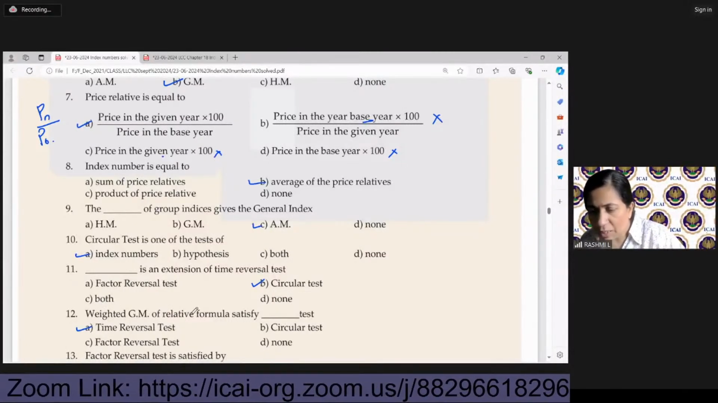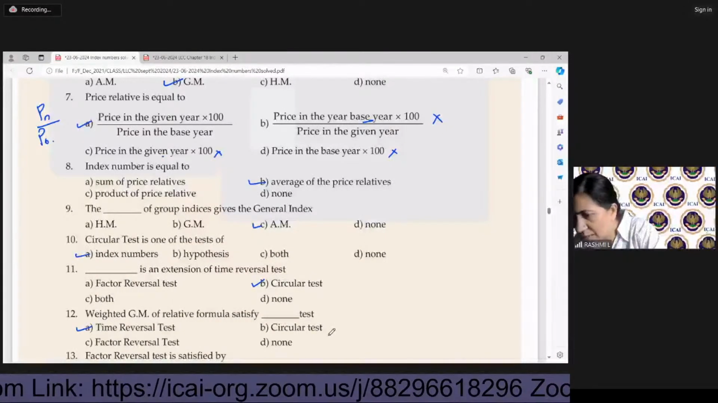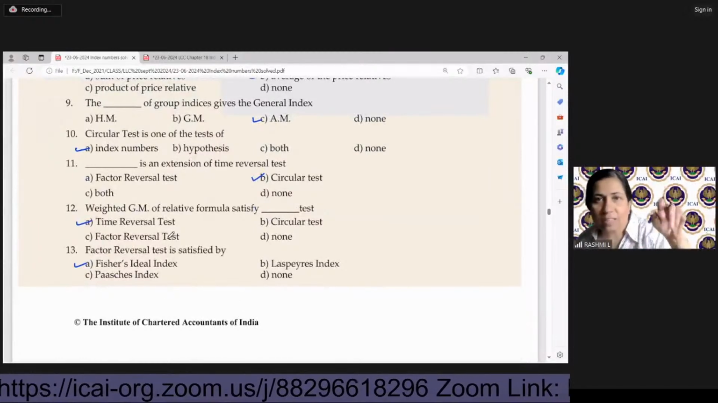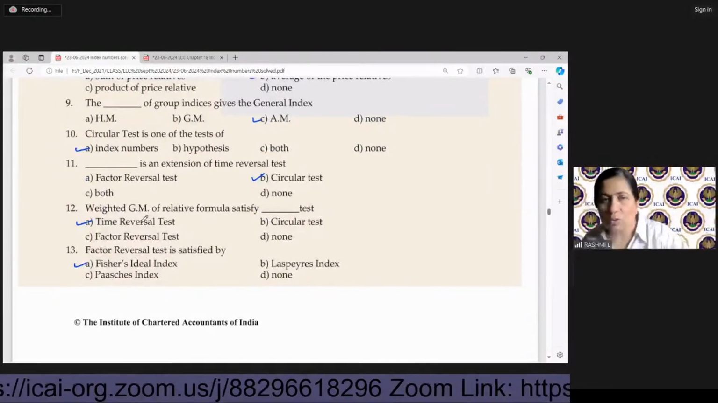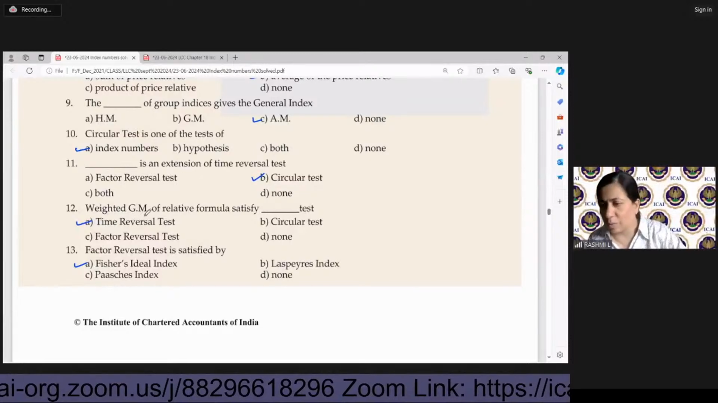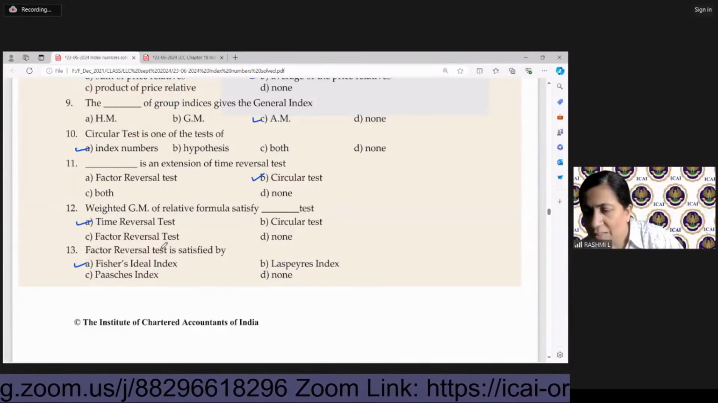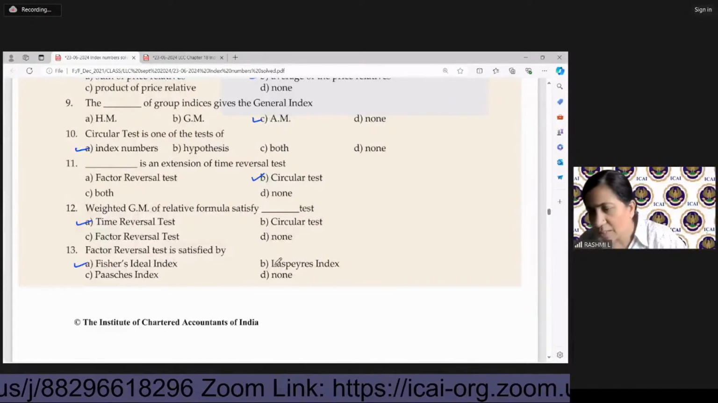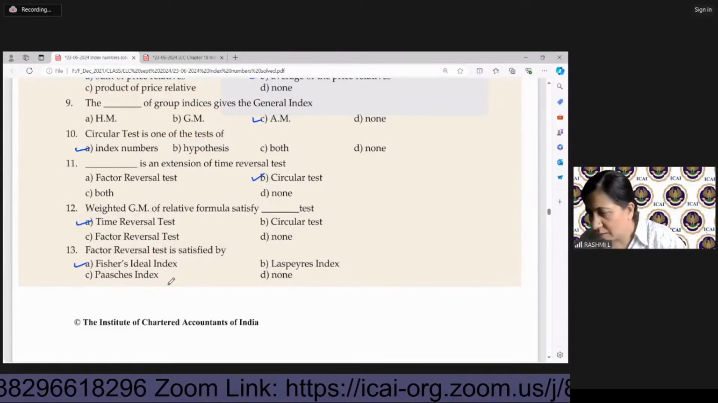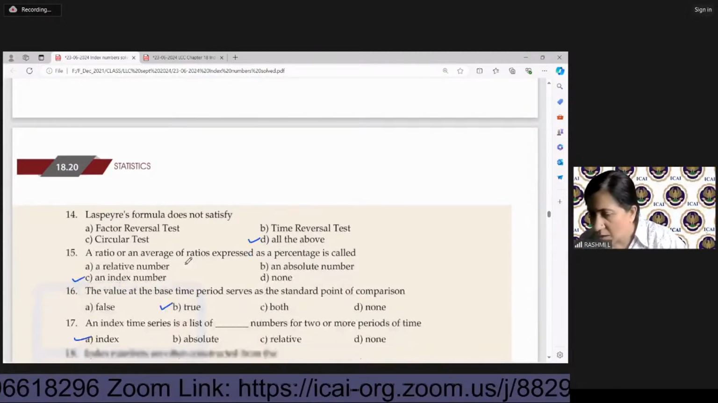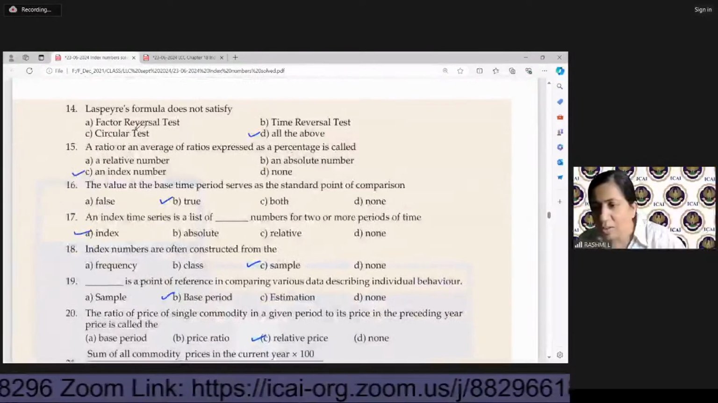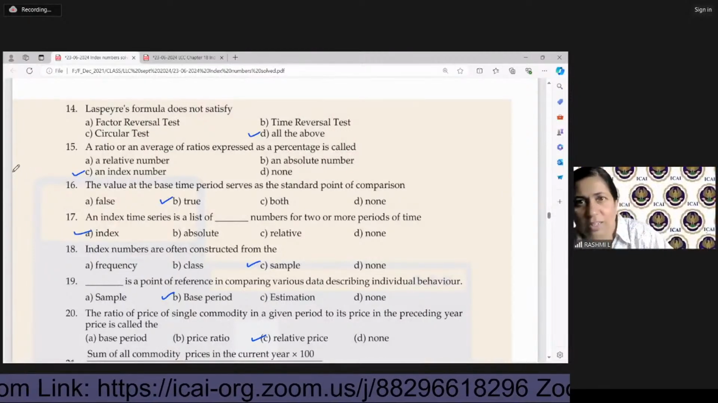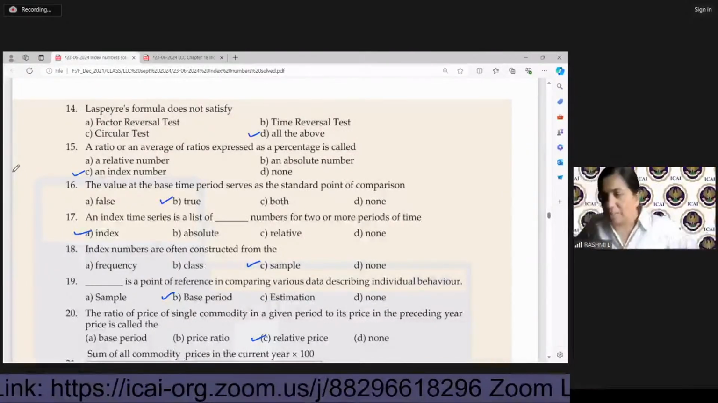Weighted geometric mean of relative formula satisfies the time reversal test. Okay, we have taken the chart. So from the chart also you could do, and it is also given in the study material. Factor reversal test is satisfied by Fisher, and it is not satisfied by Laspeyres and Paasche. Laspeyres' formula does not satisfy factor reversal, time reversal, or circular test. It only satisfies the unit test.